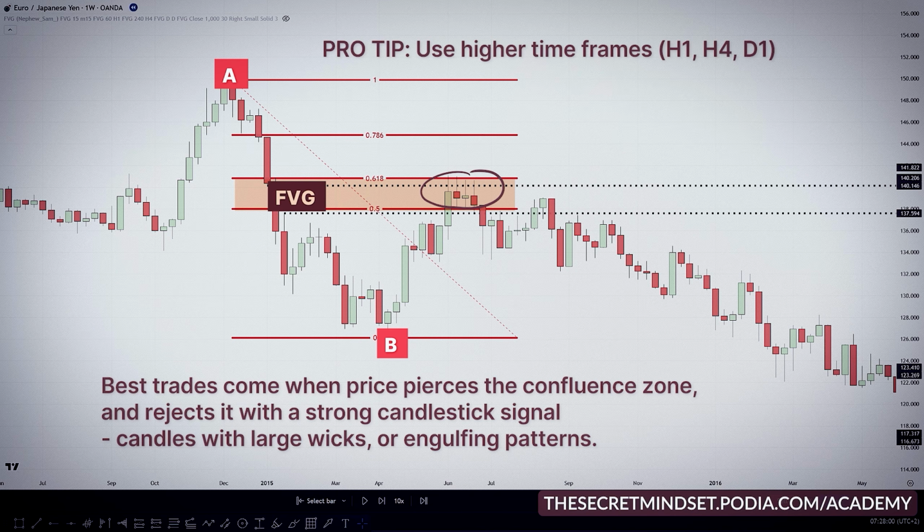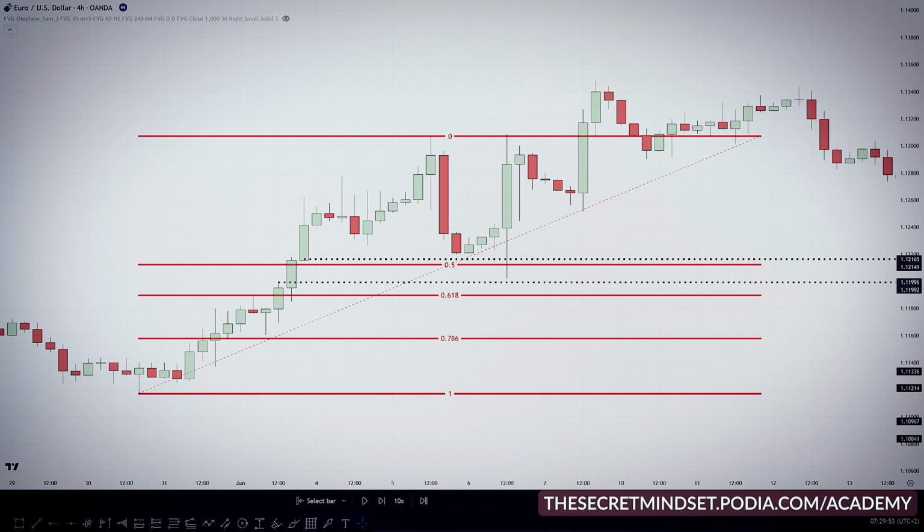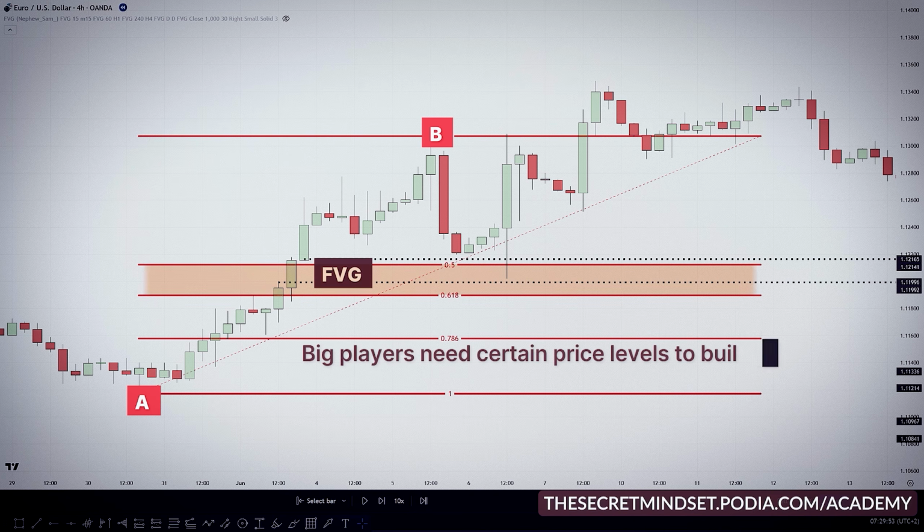Time frames matter too. While this strategy works on any chart, I often watch the 4-hour and the hourly charts. These longer views help you spot the strongest confluences between Fibonacci and fair value gaps. Again, the technical reason this works ties to liquidity. Big players need certain price levels to build positions. They use Fibonacci to find these spots. When they move fast enough to create gaps at these levels, they show their hand twice.